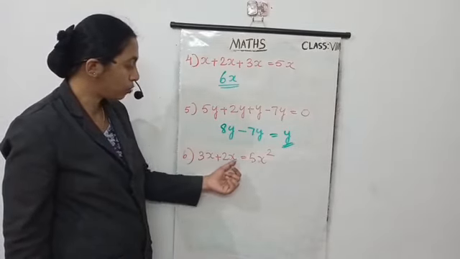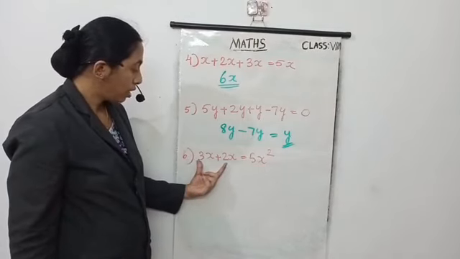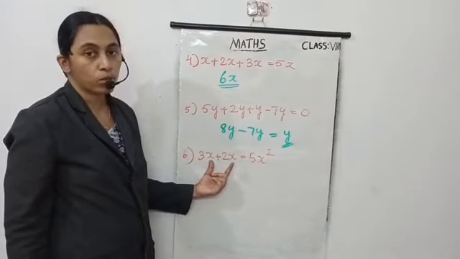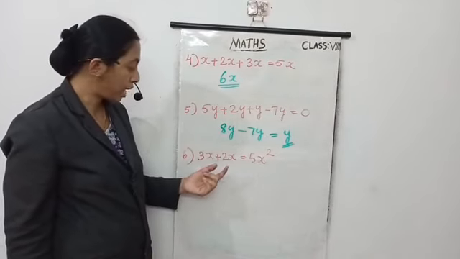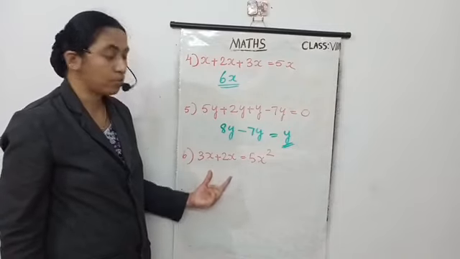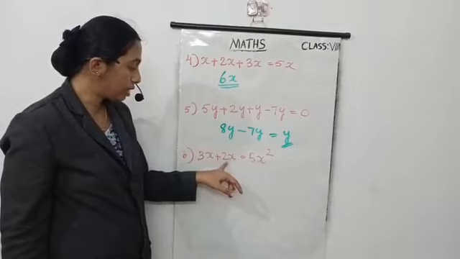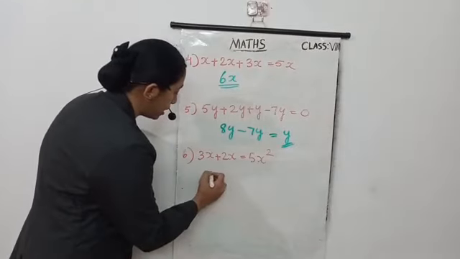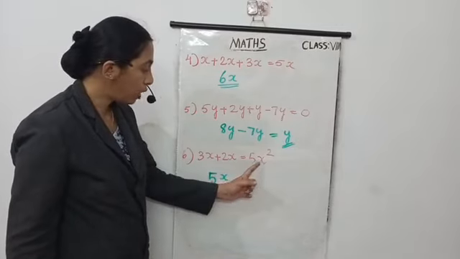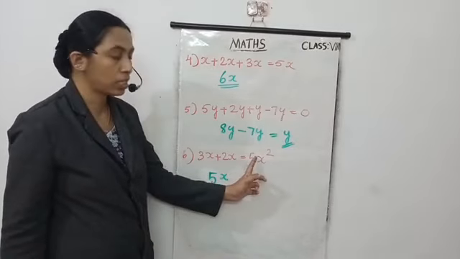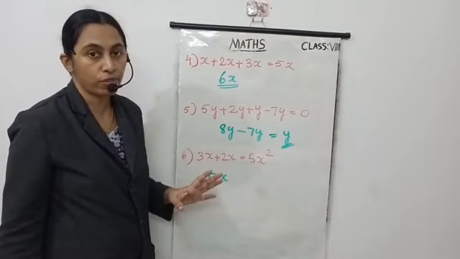And question number 6. 3x plus 2x equals 5x square. Is it correct? Here both terms have the same variable with the same power, that is, these two terms are like terms, so we can add. So coefficients 3 plus 2, 5. So this is 5x, not 5x square. When doing multiplication, this is x square. Here in addition, we just add the coefficients only.